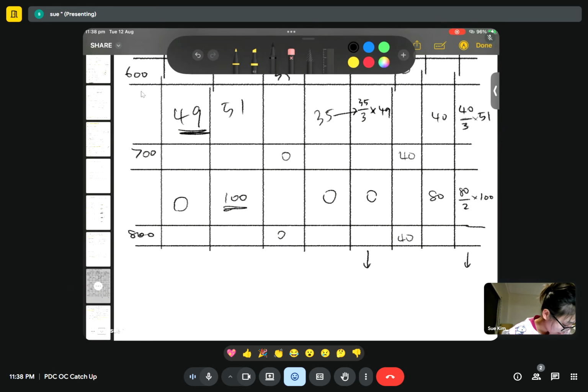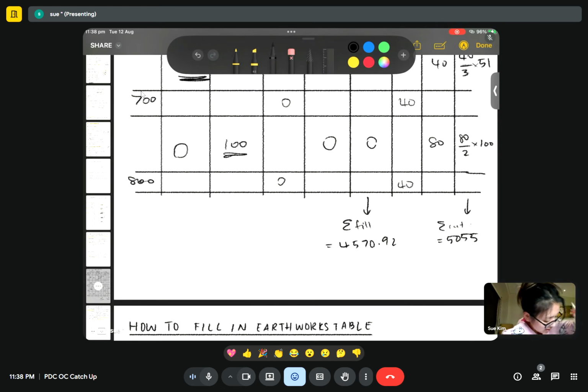So I'm going to find the net fill and then net cut. And if I add those up, I should get something like this. My numbers might be slightly off because I didn't check properly with the calculator, but it should be somewhere around there. So then to find net volume, what I'm going to do is the fill minus the cut, or the cut minus the fill, whatever is bigger.